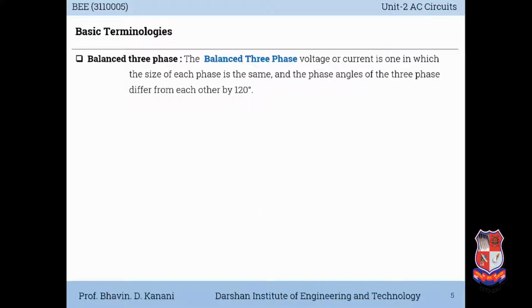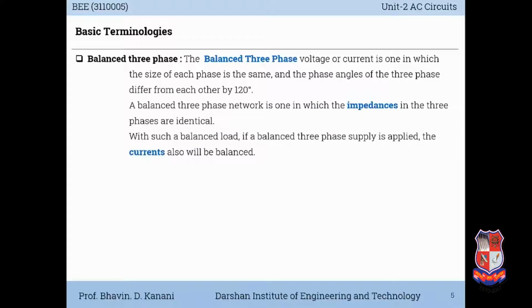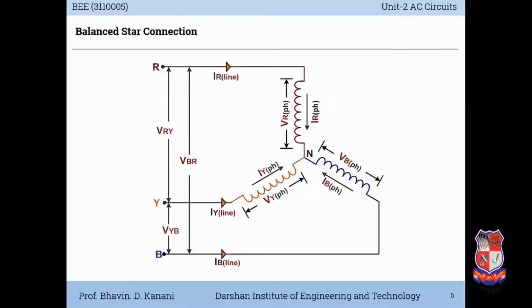Balanced 3-phase. The balanced 3-phase voltage or current is one in which the size of each phase is the same and the phase angles of the 3 phases differ from each other by 120 degree electrical. A balanced 3-phase network is one in which the impedances in the 3 phases are identical. With such a balanced load, if balanced 3-phase supply is applied, the currents also will be balanced.